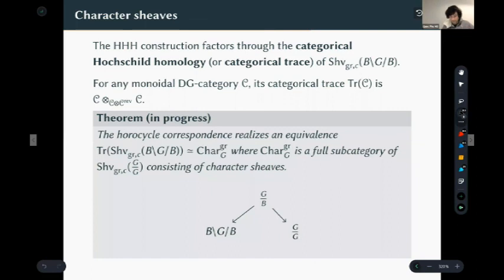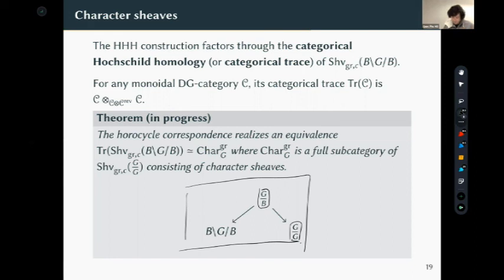So here's the theorem in progress. One of the most basic objects in geometric representation theory is something called character sheaves and something called the horocyclic correspondence. They go from G mod B mod B. When I write this fraction notation, that means I'm taking the stack quotient using the adjoint action. So I have this correspondence, and the theorem in progress says that the categorical trace of the category of circle-by-modules is actually the category of character sheaves, which is a full subcategory of this.